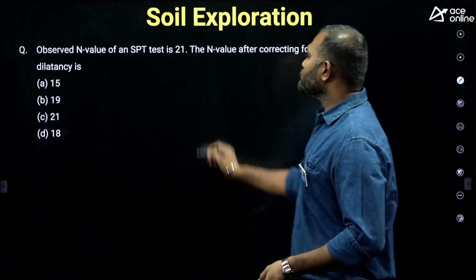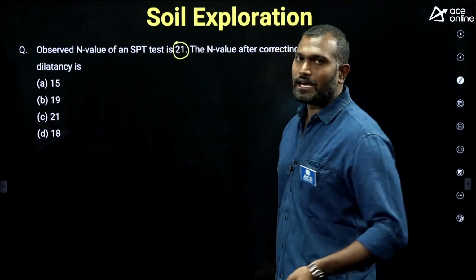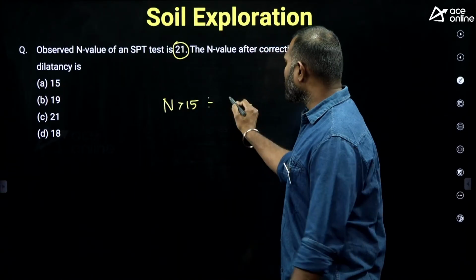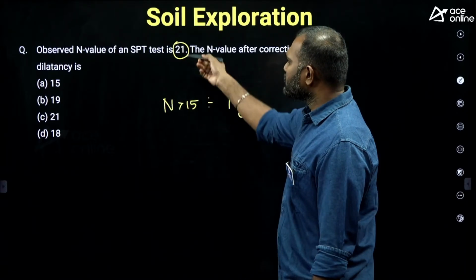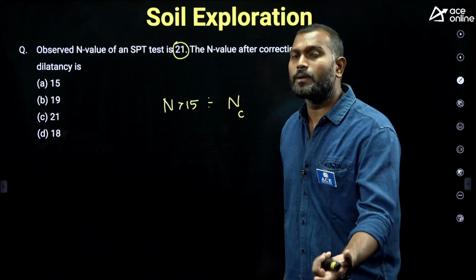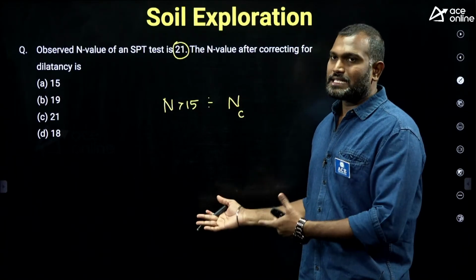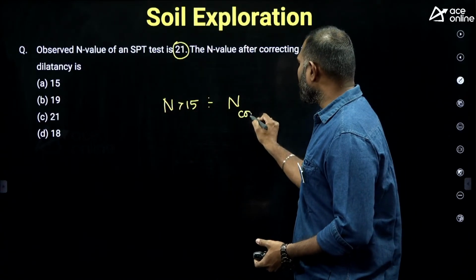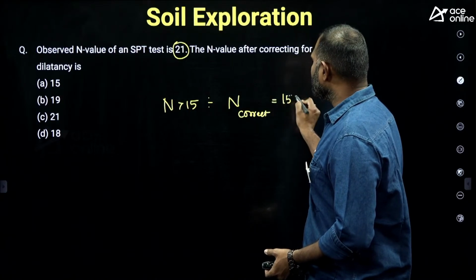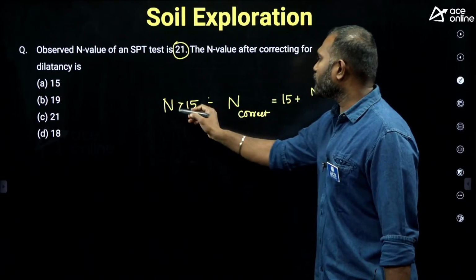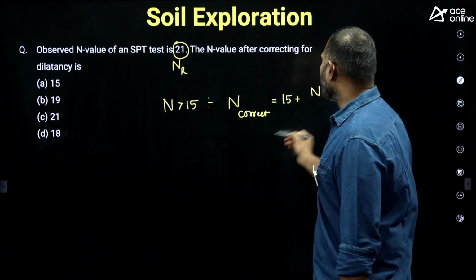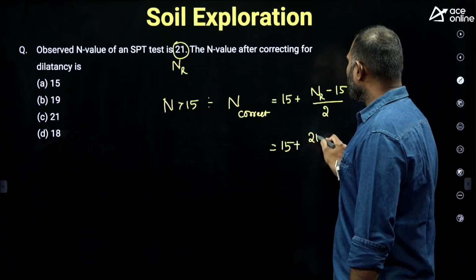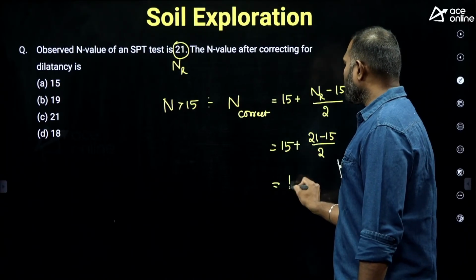Observed N value of SPT is 21, then what is the N value after correcting the dilatancy? Whenever the N value is more than 15, first we need to do the overburden correction and then dilatancy. But as they have not given any data, we can directly do the dilatancy correction. So the corrected value will be 15 plus (N recorded minus 15) by 2. Whatever is recorded is 21. So 15 plus (21 minus 15) by 2, which is going to be 18.